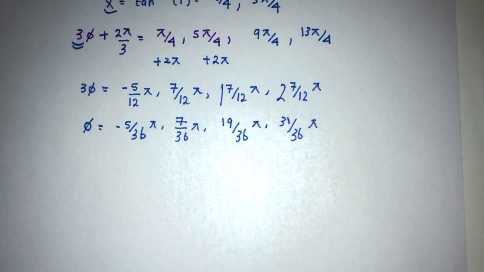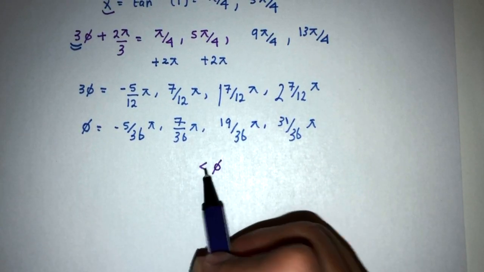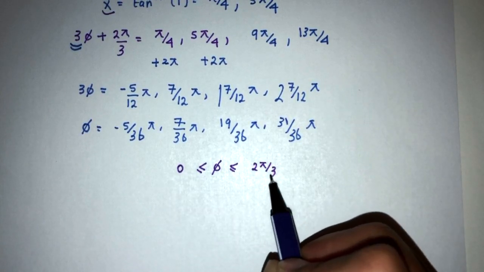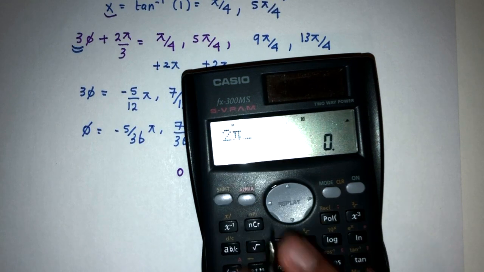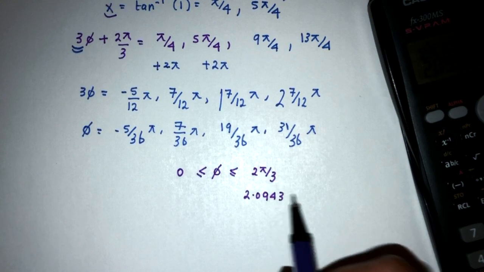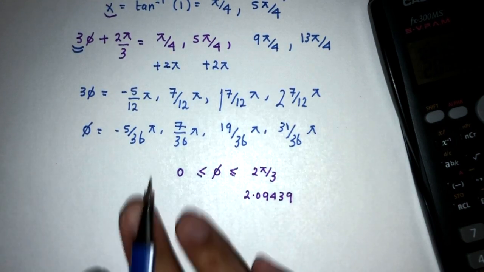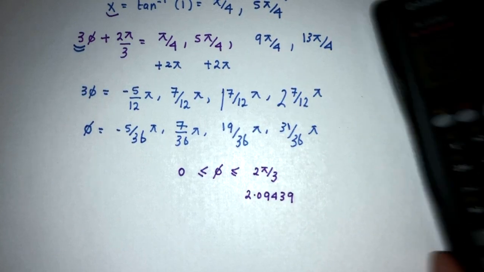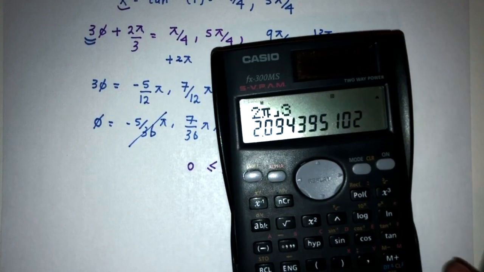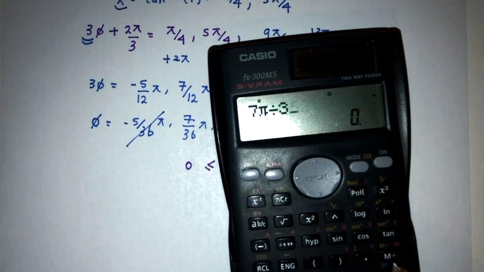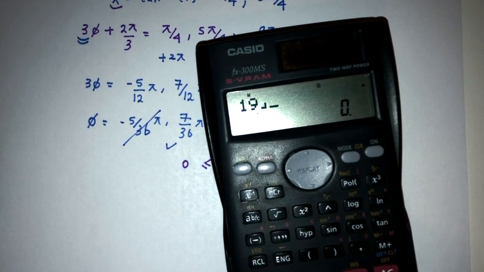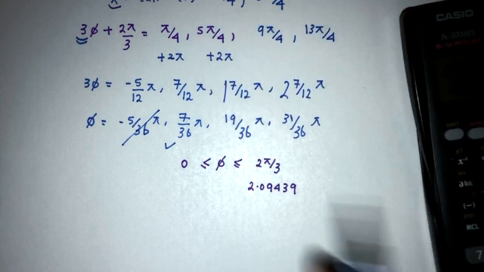Now, psi lies between, as you can see from the question, 0 and 2 pi by 3. Now, what is 2 pi by 3? So 2 pi over 3 is 2.0943. So let's see which of those values lies within this domain so we can find the answer finally. So this was negative, it will be outside. We know that for sure. So now we have 7 pi over 36, that will be 0.61. This is good. Then we have 19 over 36 times pi, that will be 1.65, which is good.